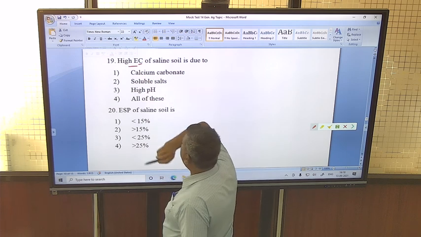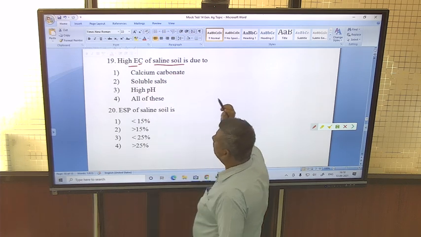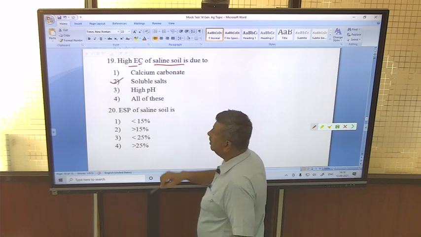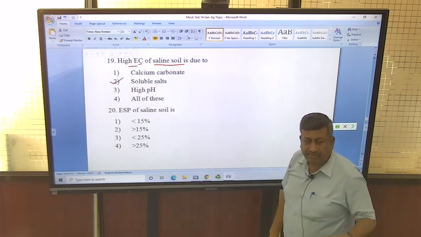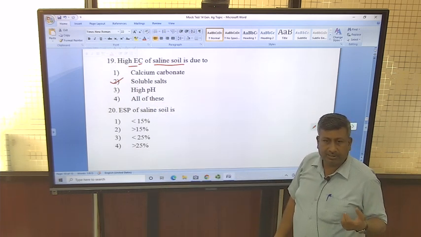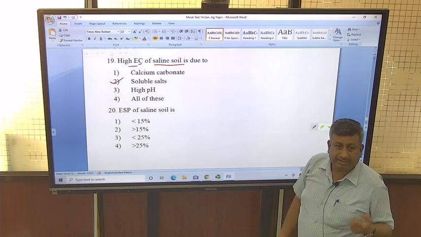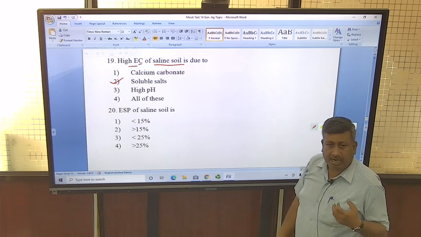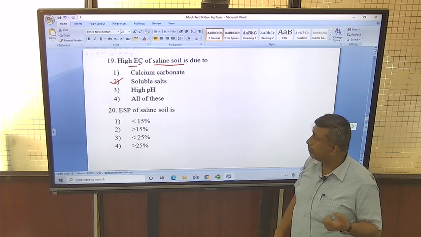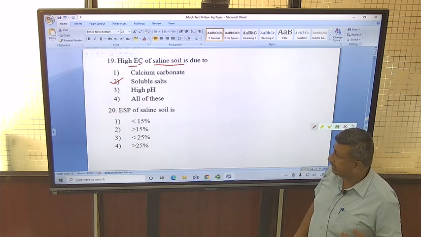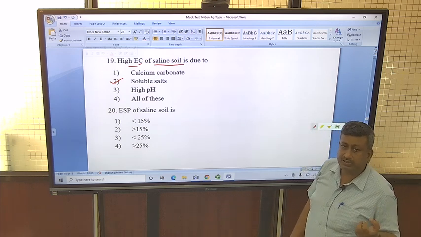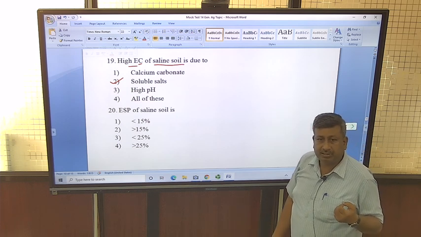The high EC, electrical conductivity, of saline soil is due to soluble salts. There are different types of salt, calcium and magnesium salts of chloride and sulfate, and these ions are responsible for high electrical conductivity. This is the reason that in saline soil electrical conductivity is very high.